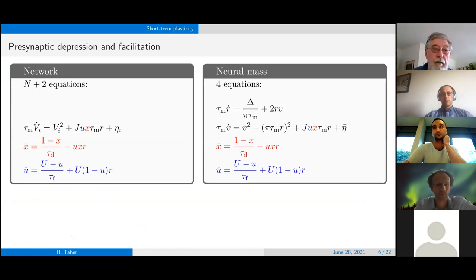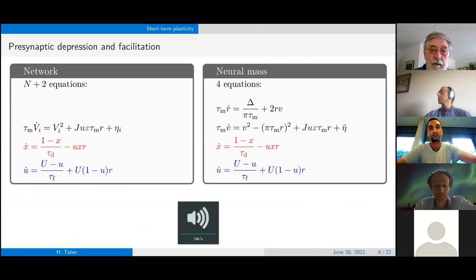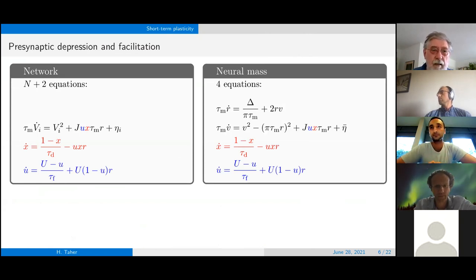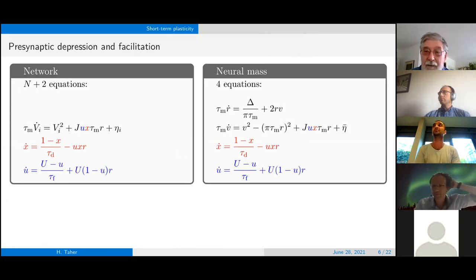I was wondering, when you introduce your neural mass idea, you start with n plus 2 equations. Yes. And maybe you said something about it. Why n plus 2? Why not n plus n squared or something like this? Why not 3n? Why not even more, right?